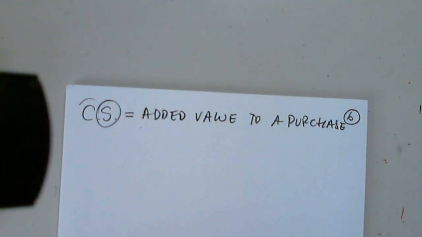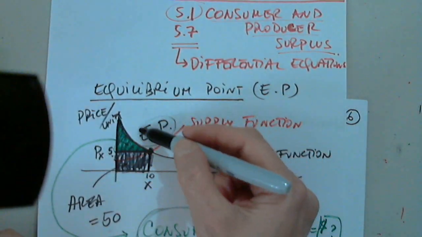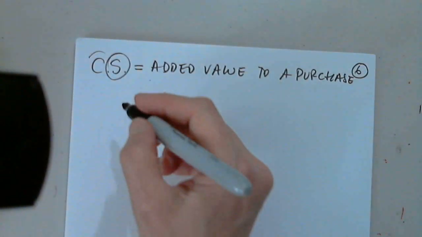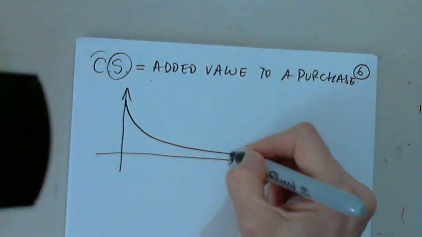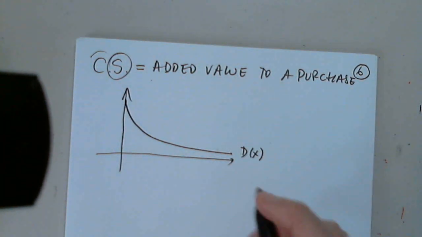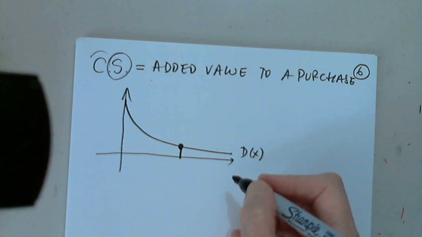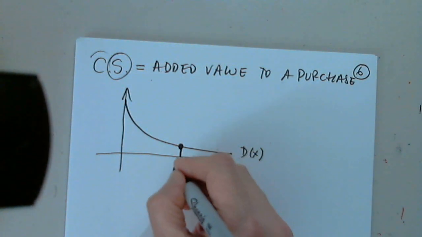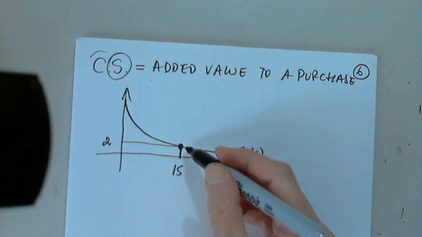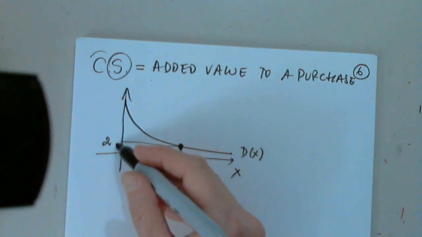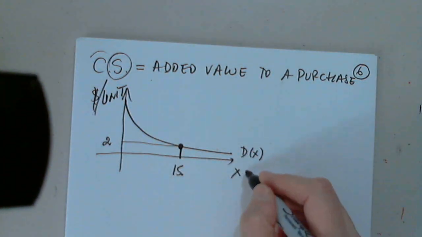Okay, so I'm coming back to analyze. We analyzed the equilibrium point, but it doesn't matter, right? If we are looking at any demand function, let's say d of x, at any point, let's say here, let's say we have for x, which is the number of units, 15, and let's say the price is 2. So if I buy 15 units, the price per unit is $2. So dollars per unit, and this is units.